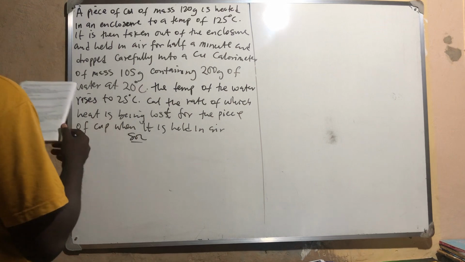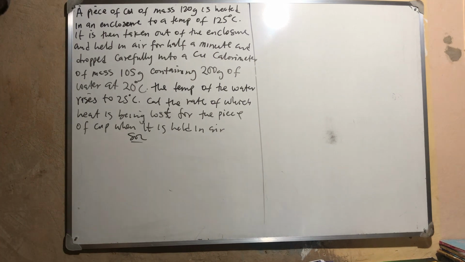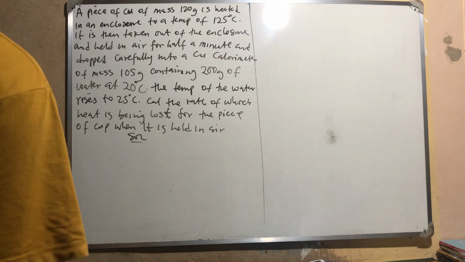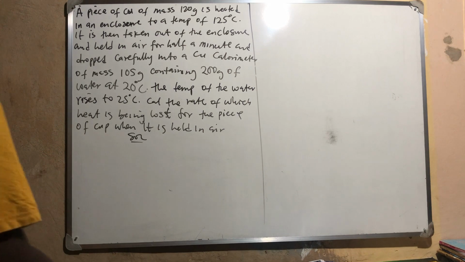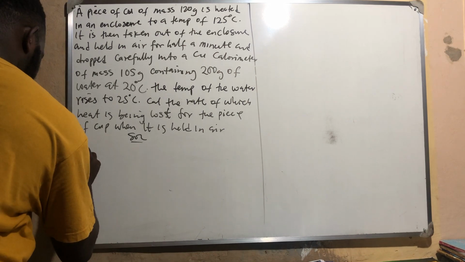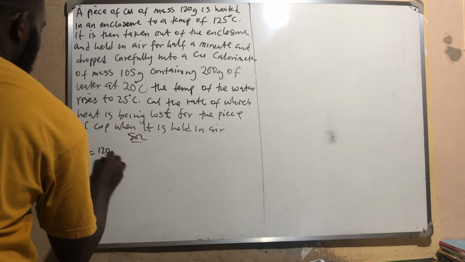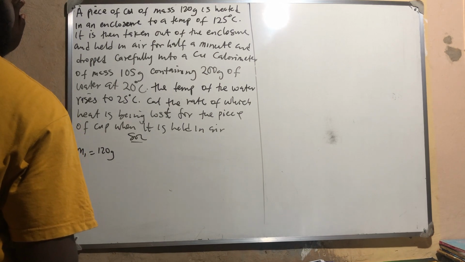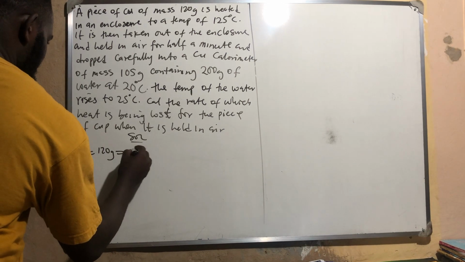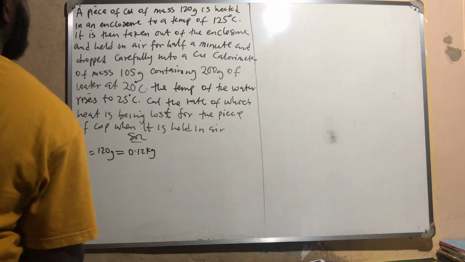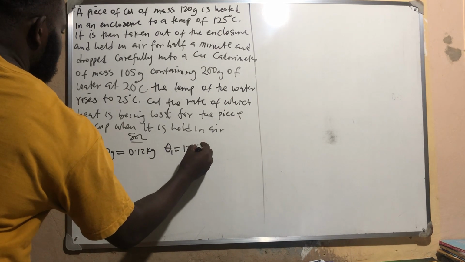Solution. All right. They said a piece of copper of mass. So let's take the mass of the copper. The mass of the copper is M1. Let's use the copper as 1. So the mass of the copper is 120 gram. Let me convert it, which is 0.12 kg. Then it is heated. Then the temperature T1 is 125 degrees Celsius.